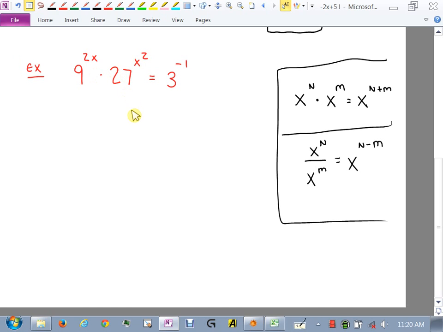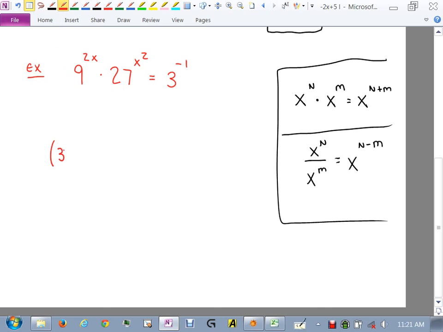Now, ultimately, we want to be able to set the equation equal. So we'd like to get all the bases the same. Does everyone see that all of these have a common base of 3? 9 is 3 squared. 27 is 3 cubed. Okay, so I'm going to rewrite it.